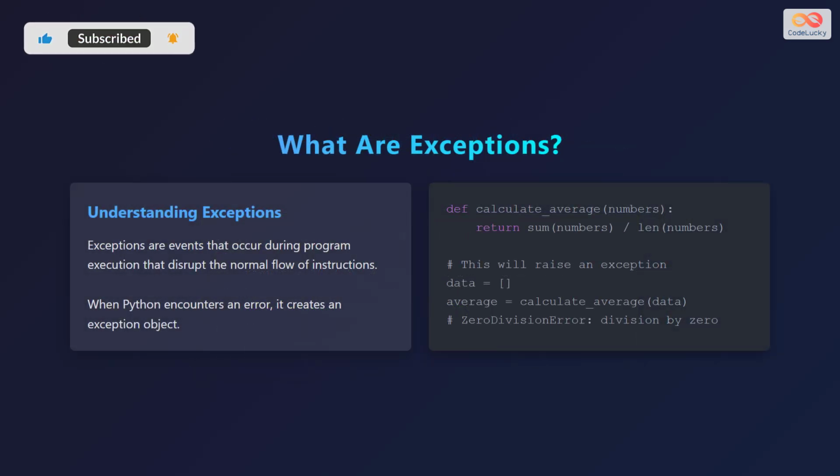Exceptions are events that occur during program execution that disrupt the normal flow of instructions. When Python encounters an error, it creates an exception object. Let's look at an example.